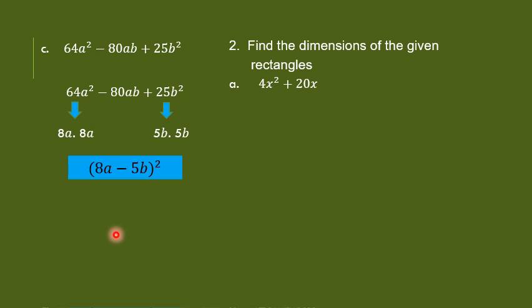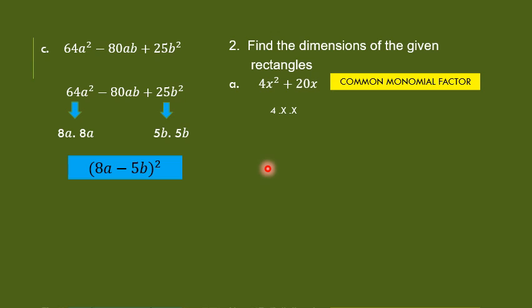For number 2, find the dimensions of the given rectangles. So observe letter A. We have a common factor for 4 and 20, and a common factor for x squared and x. Therefore, this is a common monomial factor. Get the factor. For 4x squared, we have 4x times x. Then 4 times 5x.